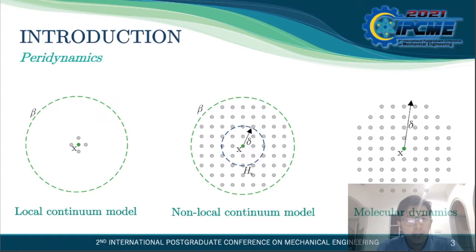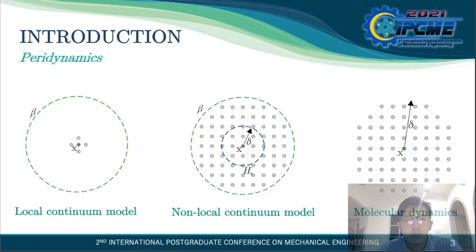Okay, now this slide shows the differences between the first one, the local continuum model, and the second one, the non-local continuum model. Peridynamics is one of the non-local continuum models, and another one is molecular dynamics. So, in the case of the local continuum model, the state of a material point is influenced only by the material points located in its immediate vicinity, as in the first figure on our left-hand side.